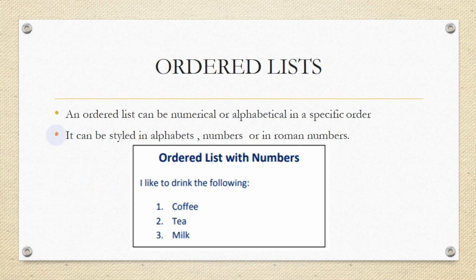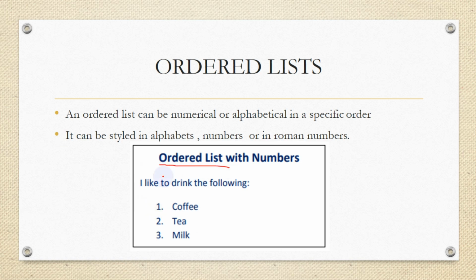So now let's see what ordered lists are. An ordered list is a list whose items are specified in numerical or alphabetic order or in Roman numerals. Here you can see an example of an ordered list.